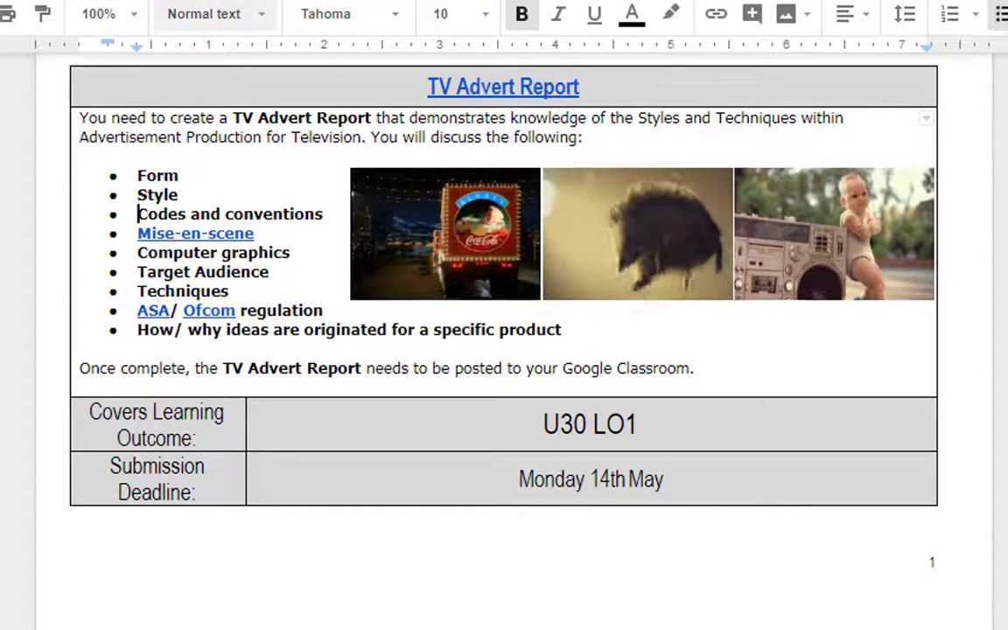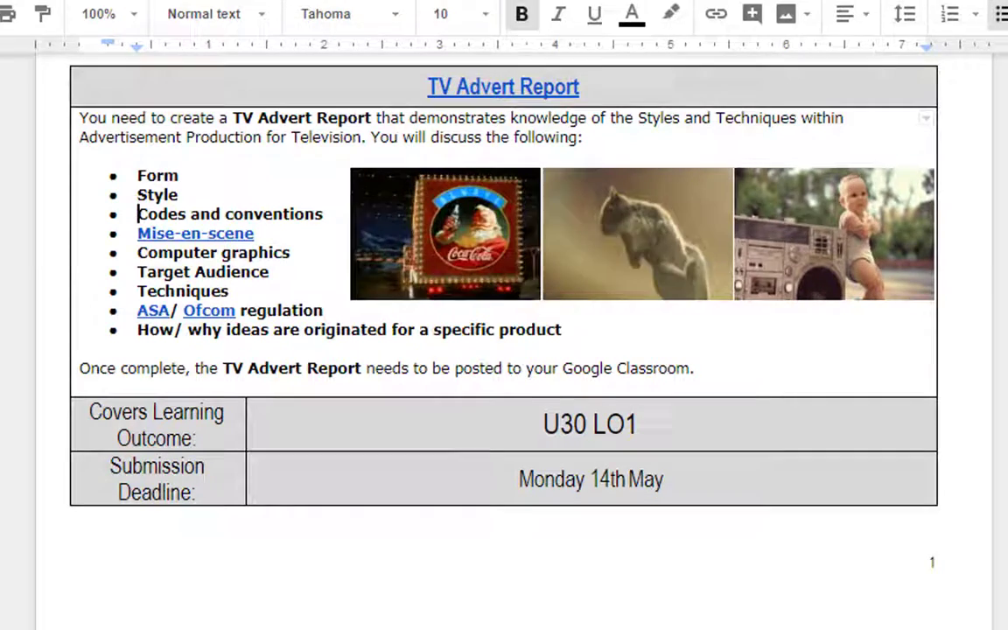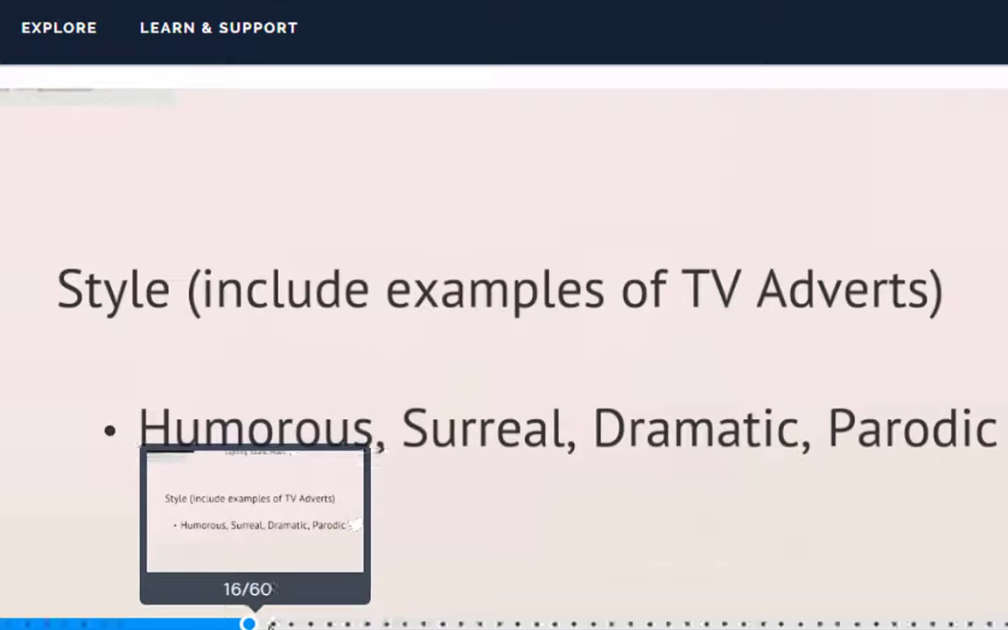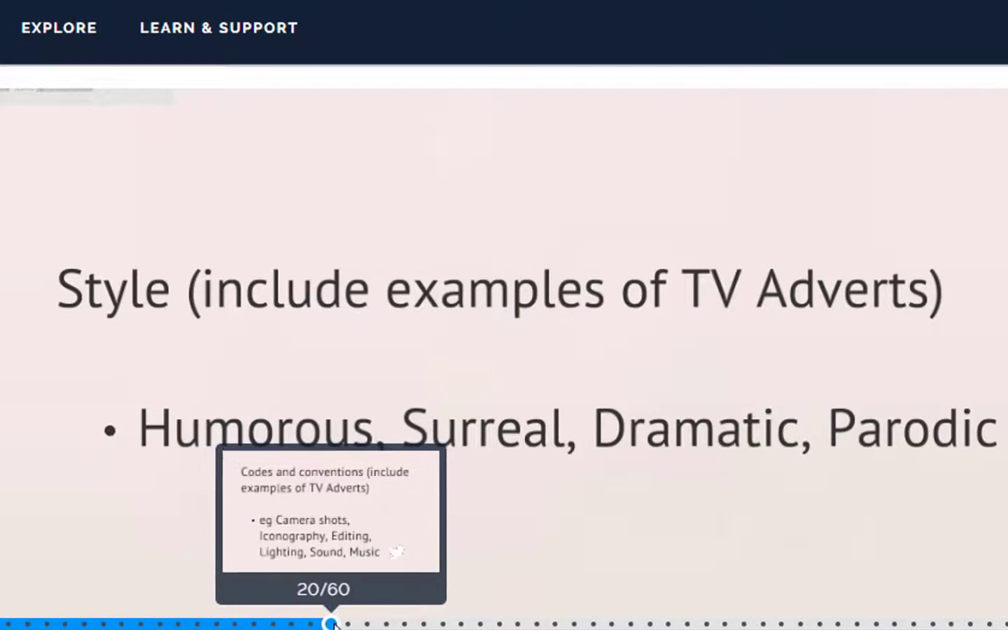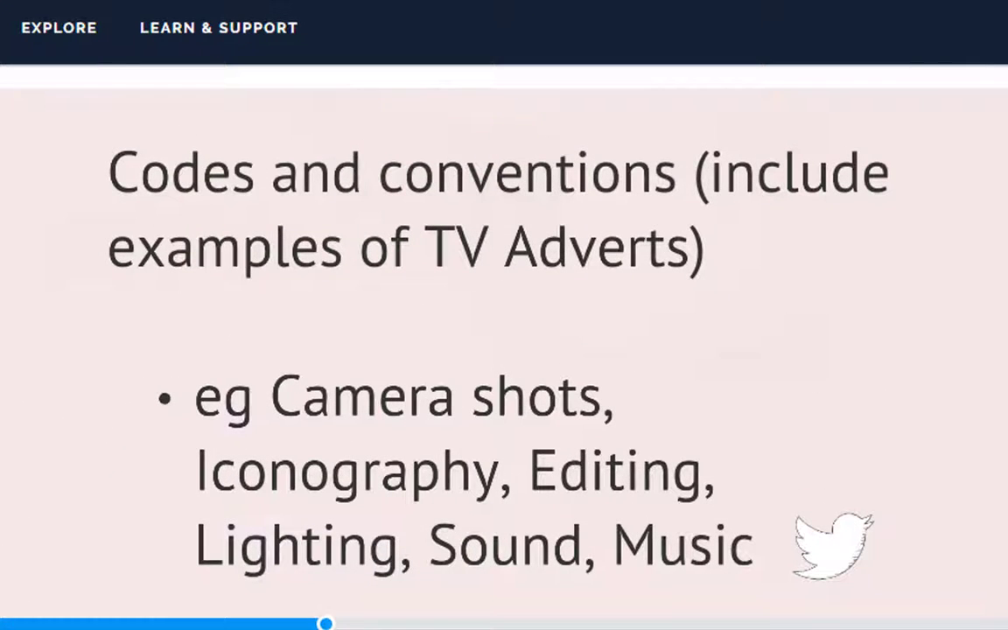Codes and conventions. So, in terms of codes and conventions, what are the norms, the expectations, the tropes that are included in terms of the way cameras are used, in terms of iconography? Think about London in terms of the visual ingredients: Big Ben, London Eye, red telephone boxes.